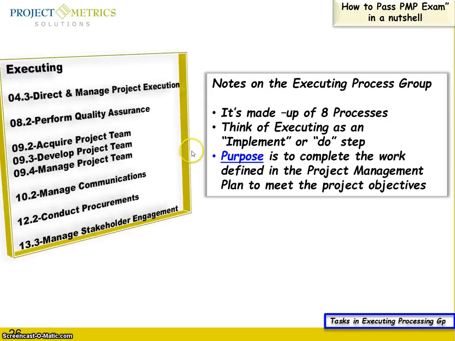Now, the same thing should be said about the executing process group here. It's made up of 8 processes. Think of it as the implement or do step. The purpose is to complete the work defined in the project management plan to meet the project objectives.